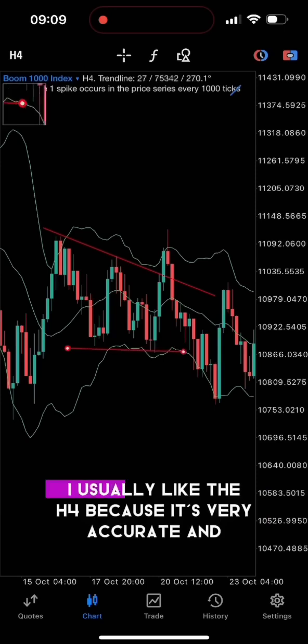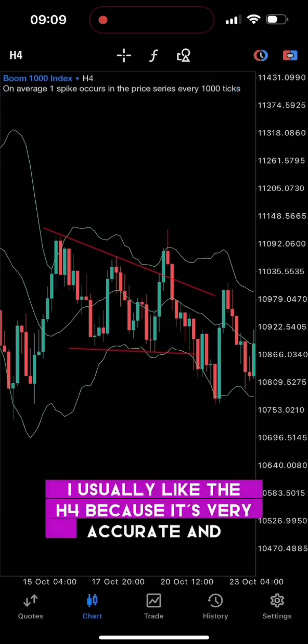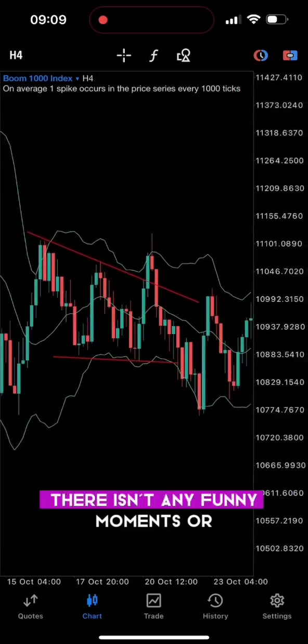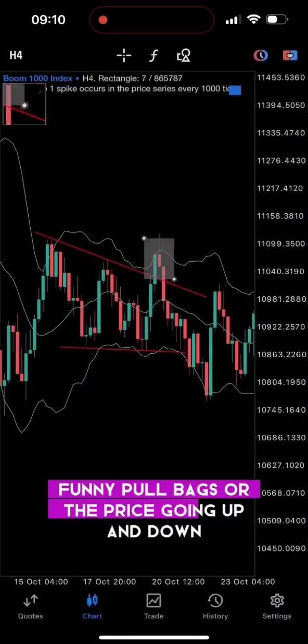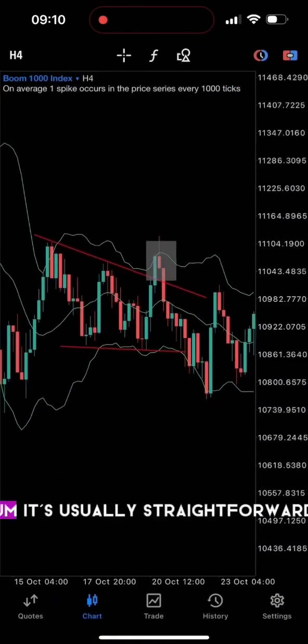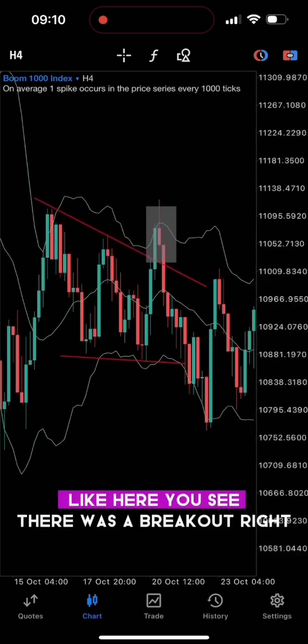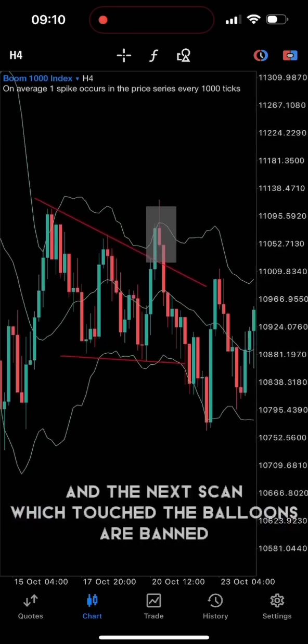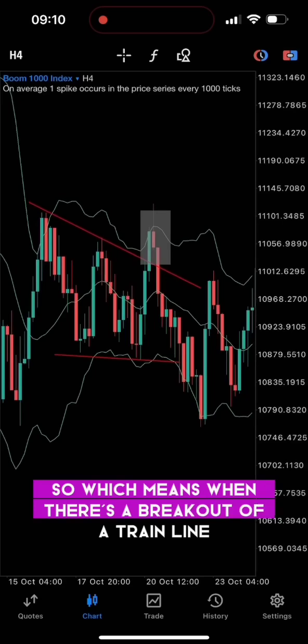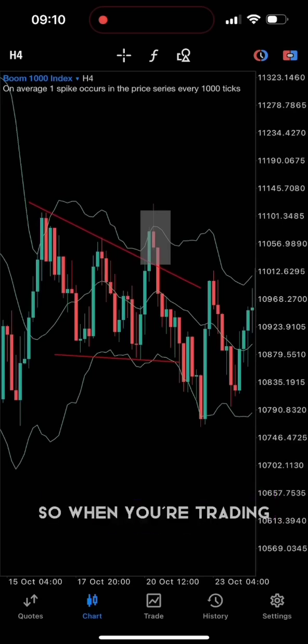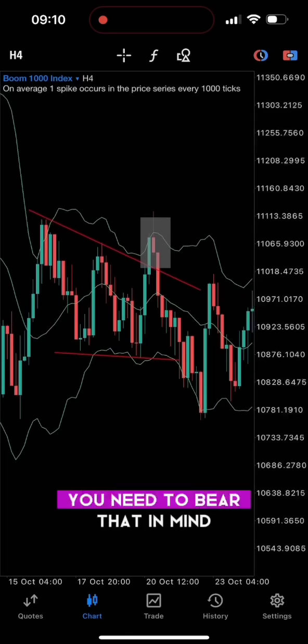This is the H4. I usually like the H4 because it's very accurate and there aren't any funny moments or funny pullbacks or the price going up and down. It's usually straightforward. Like here, you see there was a breakout, right? And the next candle touched the Bollinger Band, which means when there's a breakout of a trend line, there's going to be a retest. So when you're trading, you need to bear that in mind.